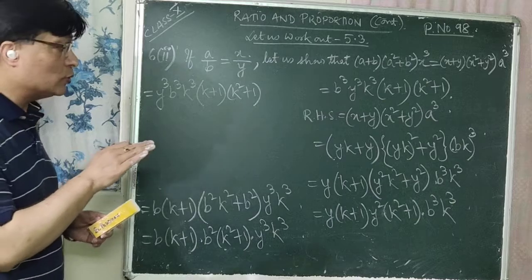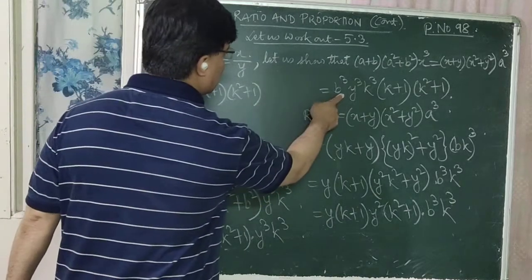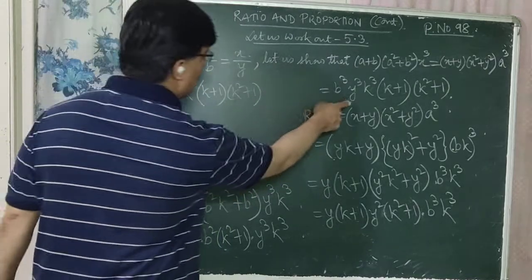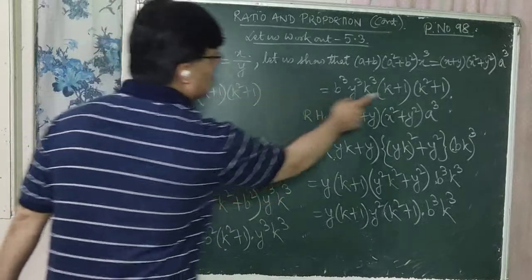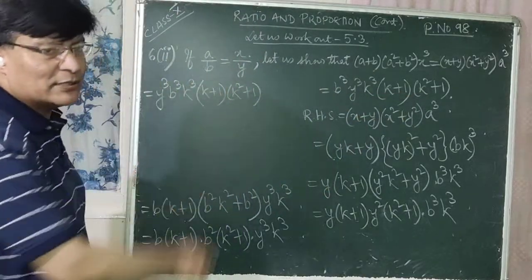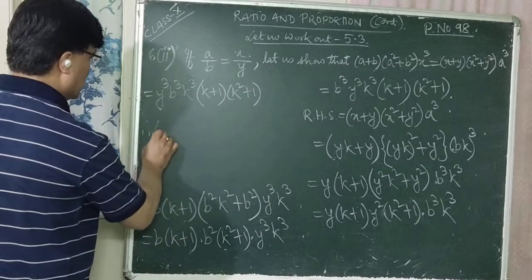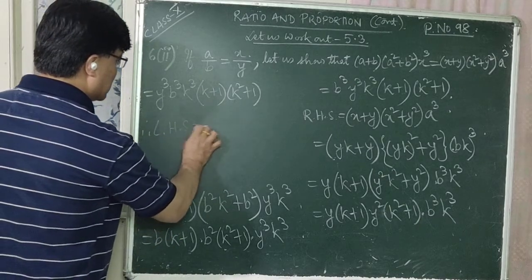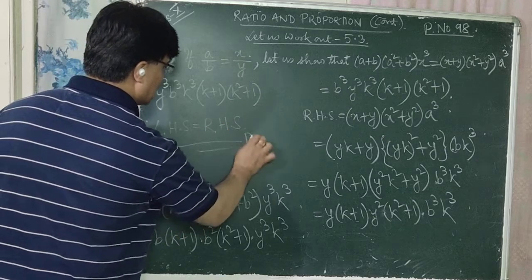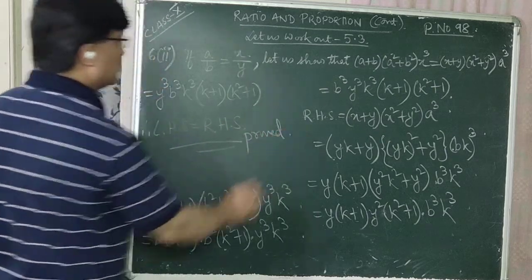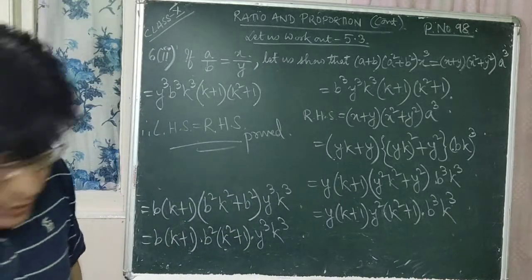So are these two sides equal? That is, LHS is equal to RHS. Let us check it. What is LHS here? b cube, y cube, k cube, then k plus 1, k square plus 1. That means we have proved LHS is equal to RHS. So let us write down here, LHS is equal to RHS. So it is proved. So I think you have understood it. So let's do the next question now.